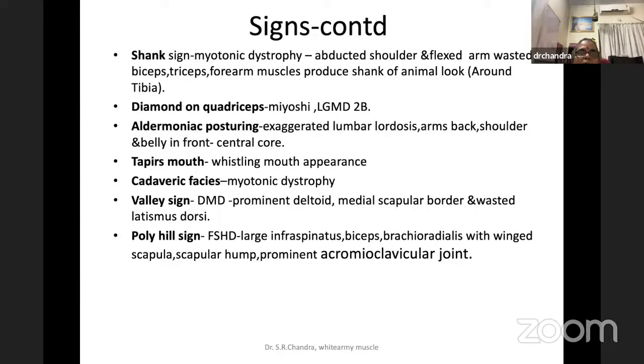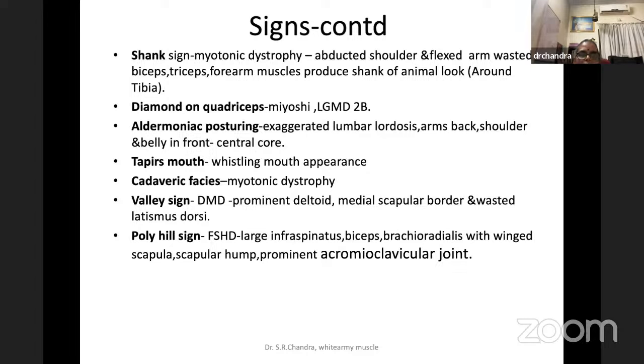Then you have got the shank sign in myotonic dystrophy. Here, when the patient keeps the shoulder slightly abducted and the arm flexed, you see the wasted biceps, triceps, and forearm muscles produce a shank of the animal look. So you have got the proximal muscles, when you keep the arm abducted and flexed at the elbow, the proximal muscles are thinned out. The forearm muscles are relatively better. And this sign is called the shank sign, which is seen in myotonic dystrophy.